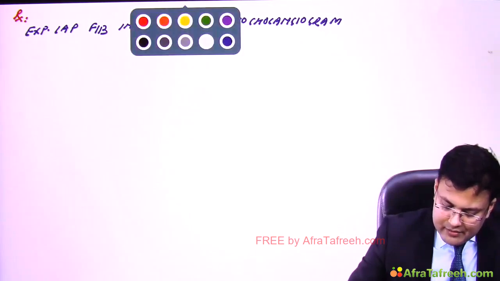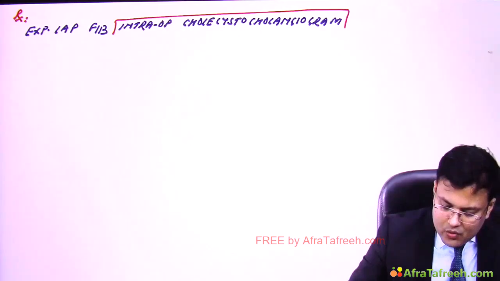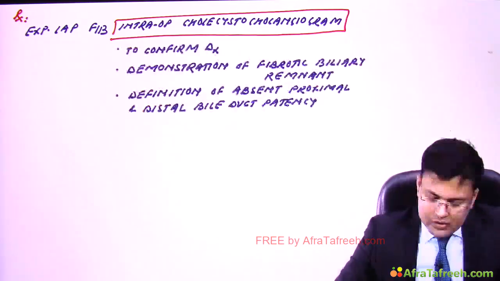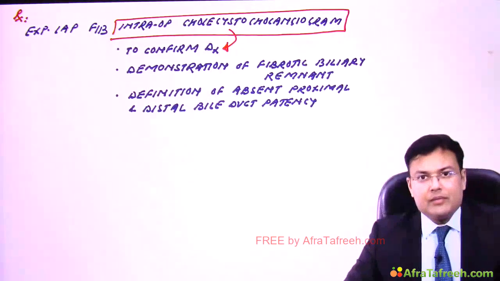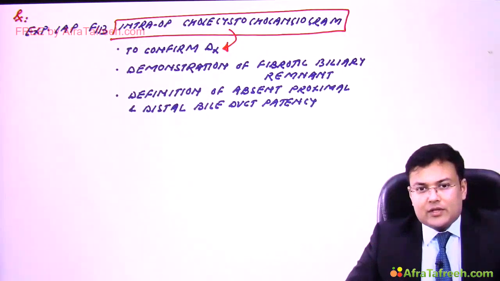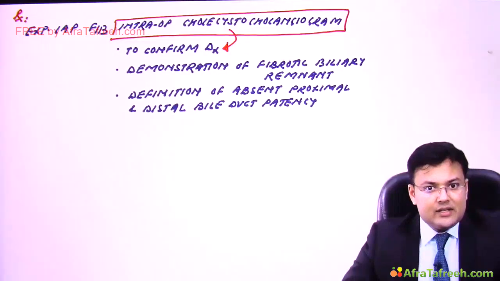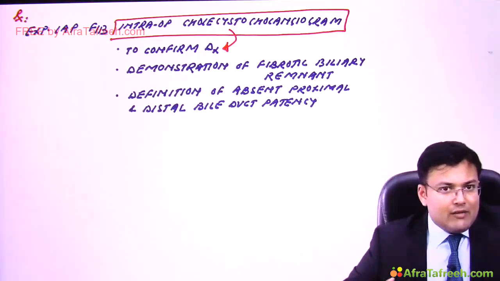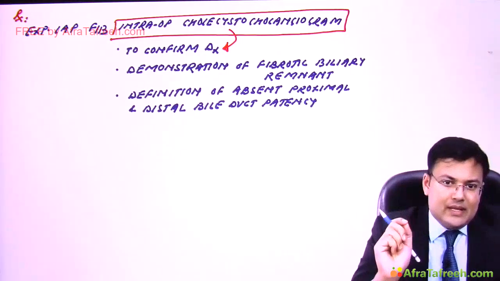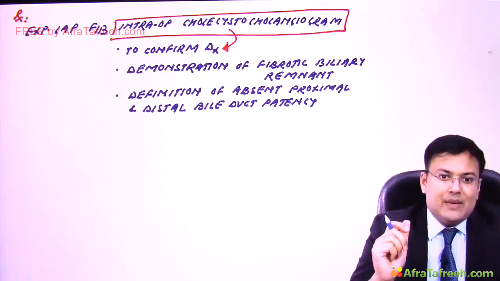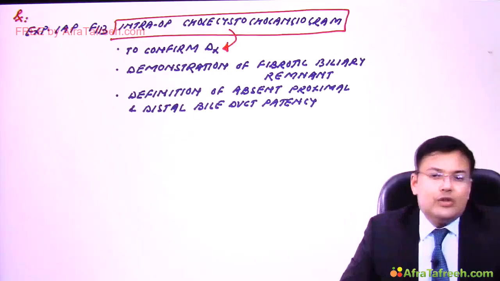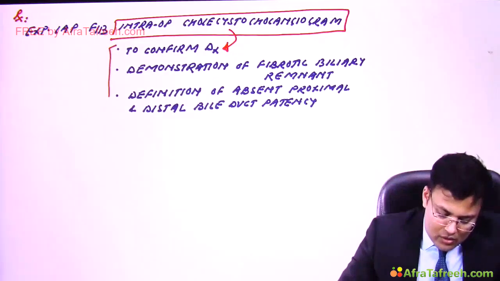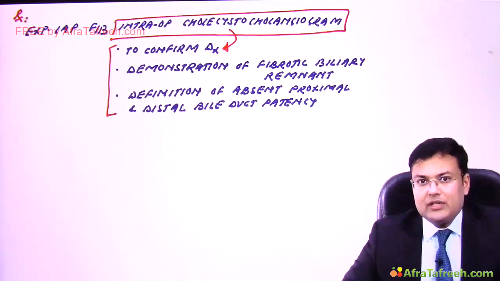Okay, a very important question: why do we perform intraoperative cholecystocholangiogram? It is performed to confirm the diagnosis. We discussed that this is the gold standard investigation. Second, it demonstrates the fibrotic biliary remnant, and we have to define which part is patent and which part is not having any patency. So it is going to define the proximal and distal bile duct patency. So this is the role of intraoperative cholecystocholangiogram.